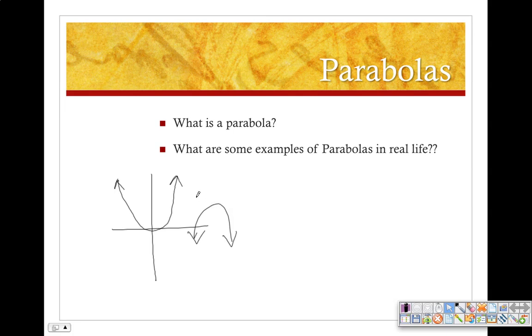What does a linear function produce on a graph? It produces a line, right? There's a line. What does a quadratic function produce? It produces a parabola shape.